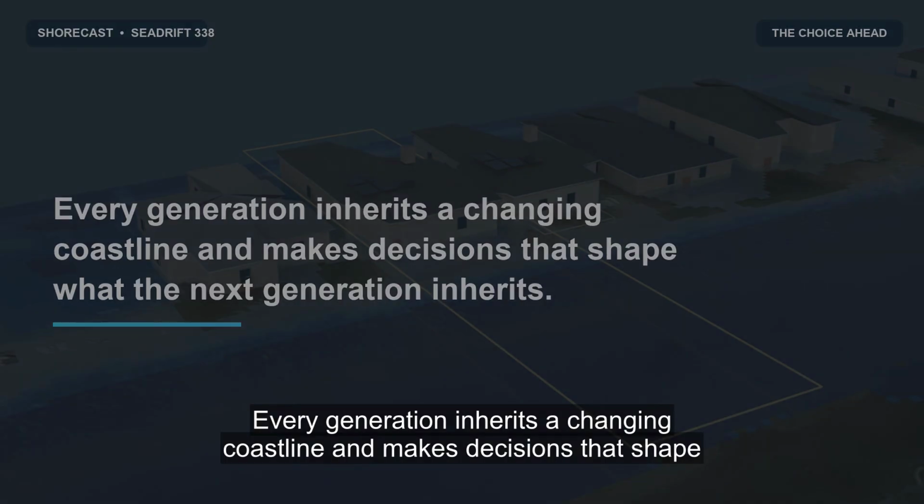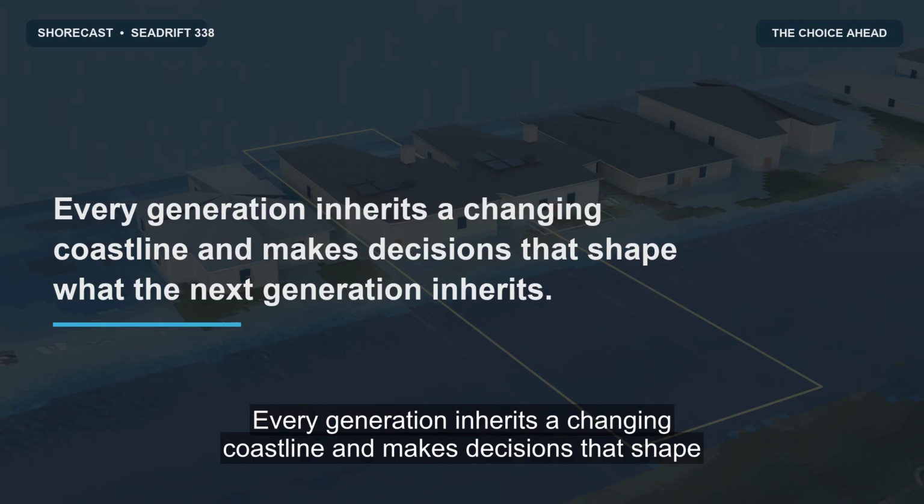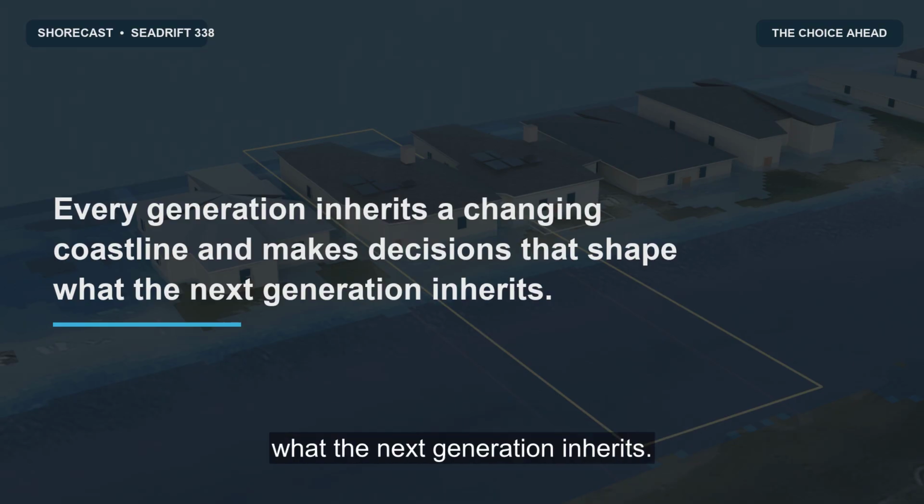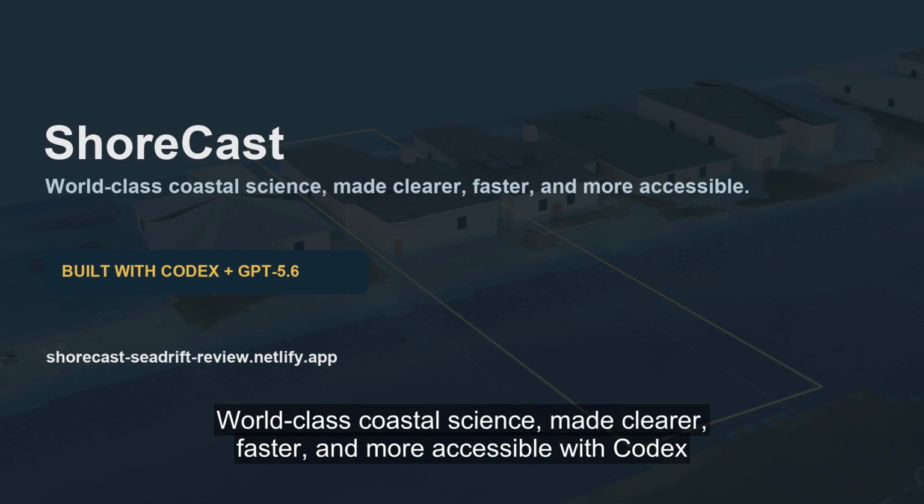Every generation inherits a changing coastline, and makes decisions that shape what the next generation inherits. ShoreCast, world-class coastal science, made clearer, faster, and more accessible with Codex and GPT 5.6.